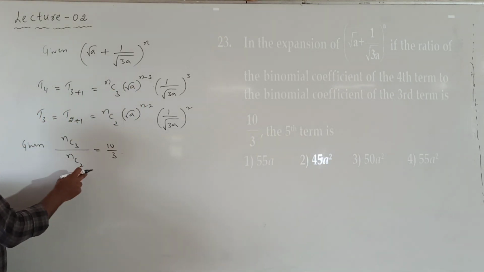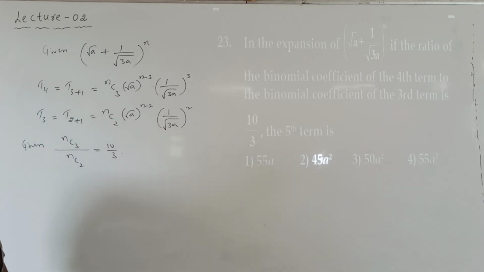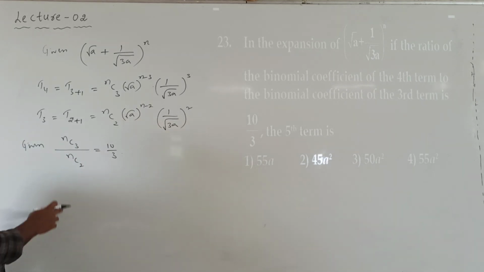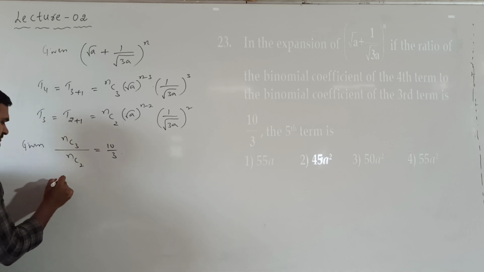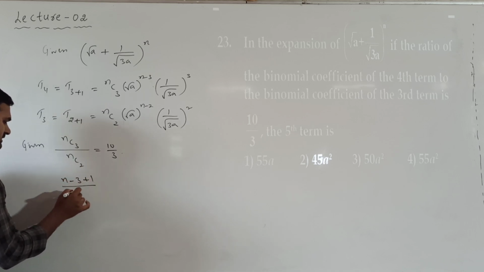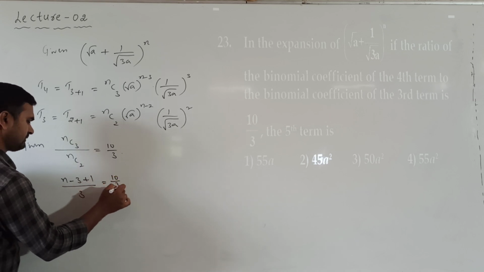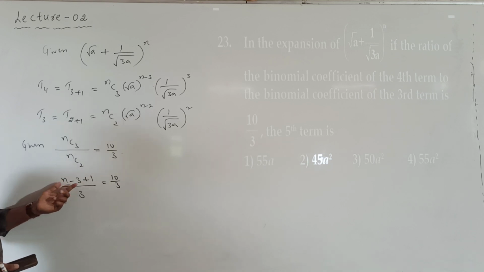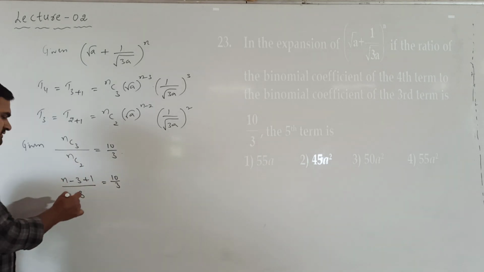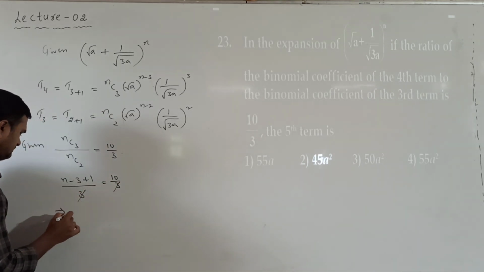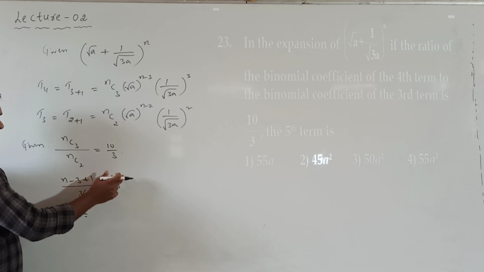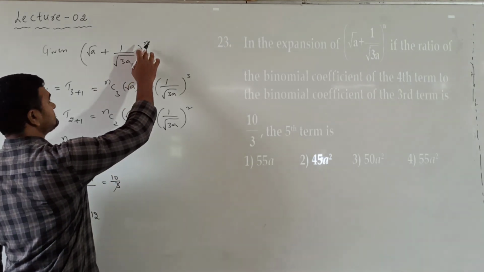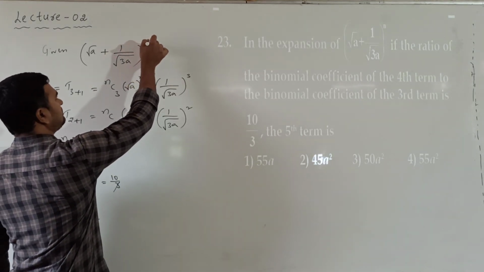Now solve this. nC3 divided by nC2 is in the form nCr divided by nC(r-1). The formula for nCr divided by nC(r-1) is (n - r + 1) divided by r. So solving this, (n - 2)/3 = 10/3, so n - 2 is equal to 10. So n is 12. Now n is 12, so we take the expansion with power 12.